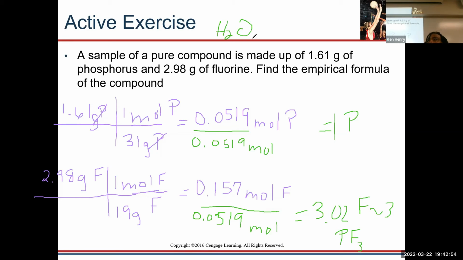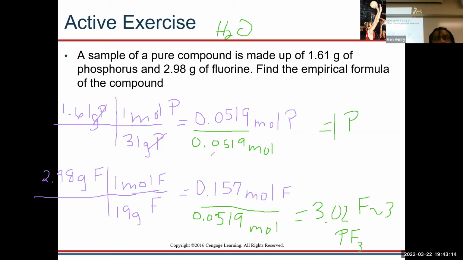Right? So in the case of this compound, we're trying to get what we call the empirical formula, the simplest form of that formula, right? So we want to get that ratio between the two, right? But the only way that we can get that ratio is by getting the quantity first. Well, we got the number of moles, so we're comparing these moles.